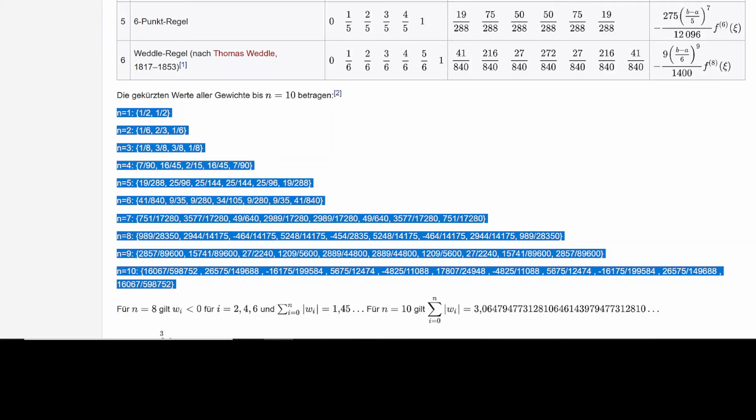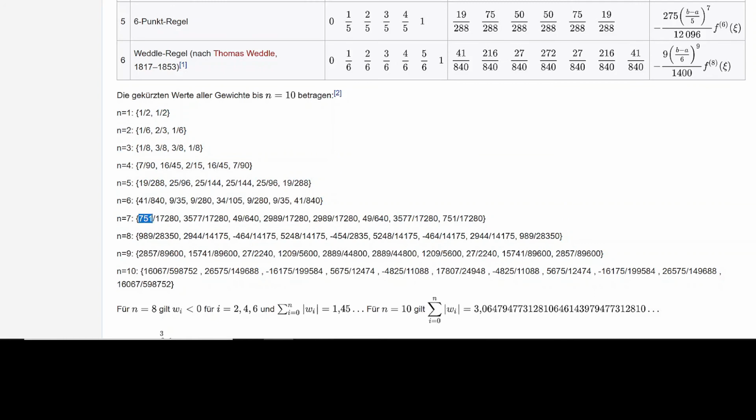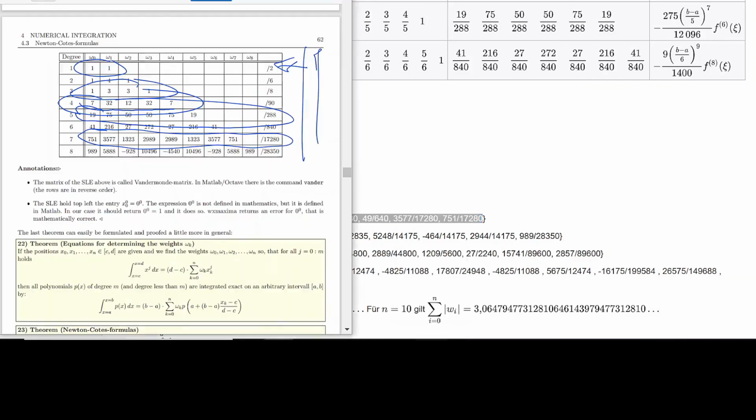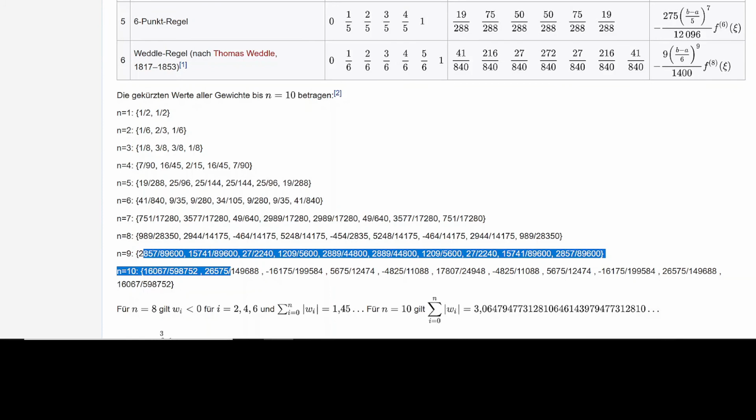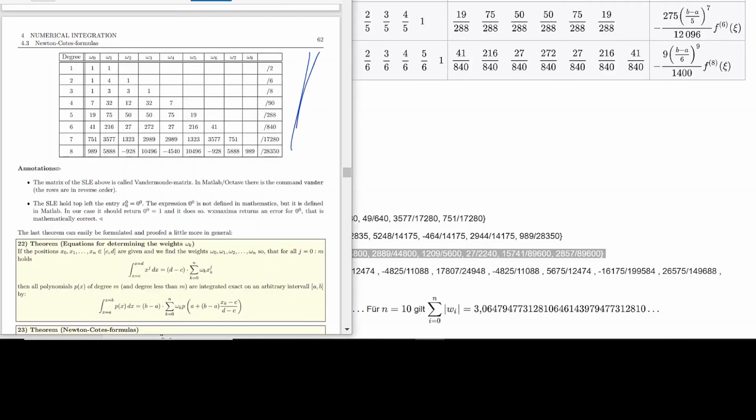And here we have the answer for n is 751 divided by 17,280. And here we also have the version with the reduced fractions. And if you do everything right, then you will get that table till degree 8. And here we also have lines 9 and 10. I did not want to include that in my script. Okay, we have this table.